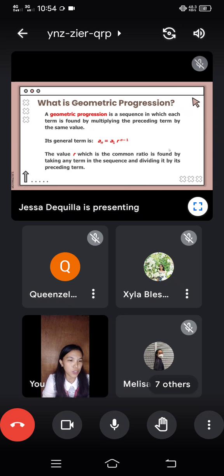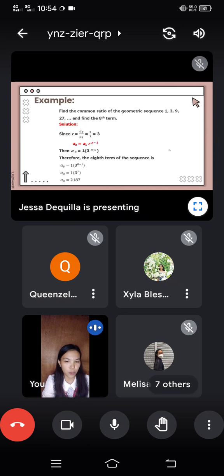Okay, very good. So, here is an example. Find the common ratio of the geometric sequence 1, 3, 9, 27, and so on, and find the eighth term. Here is the solution. First, we will find the common ratio by taking any term and dividing by its preceding term. So r is equal to a sub 2 over a sub 1, the second term over the first term, which is 3 over 1. So r is equal to 3, which is the common ratio.